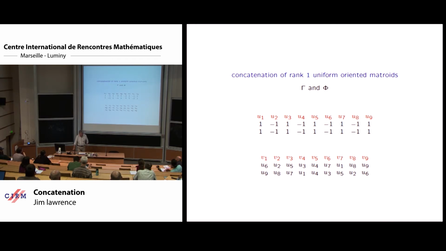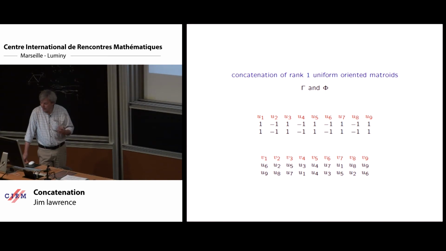So I can concatenate uniform ones of rank 1 and get bigger ones, and reorder things and get others by concatenating those. So I get a much bigger class, probably, which is phi. And what I mean by phi is the class I get that's closed under concatenation, where we get to reorder things, and it's closed under minors and duality.